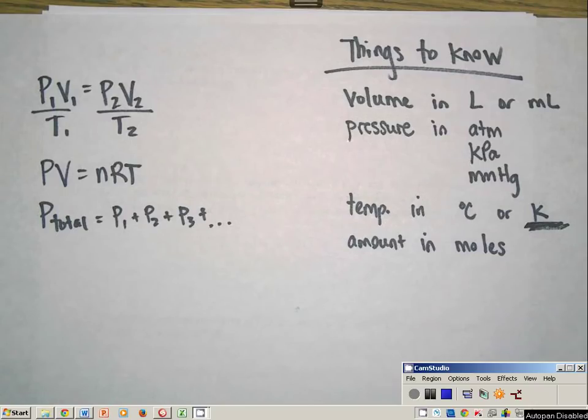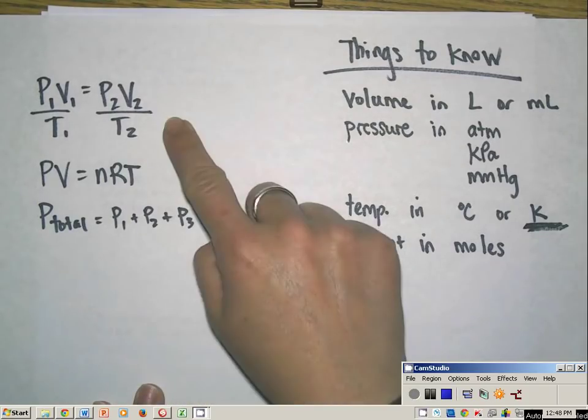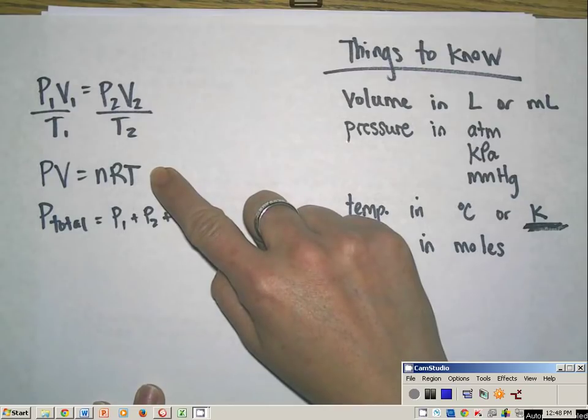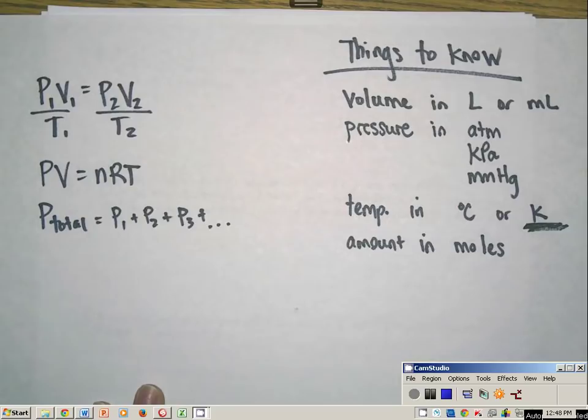Okay, this video is going to talk about gas laws, and I have the 3 gas laws that will appear on the North Carolina final exam listed over here on the left-hand side. And as you can see, there's the combined gas law, this one is the ideal gas law, and then this one is Dalton's law of partial pressures. And I have some things that you need to know in order to work these over here on the right.